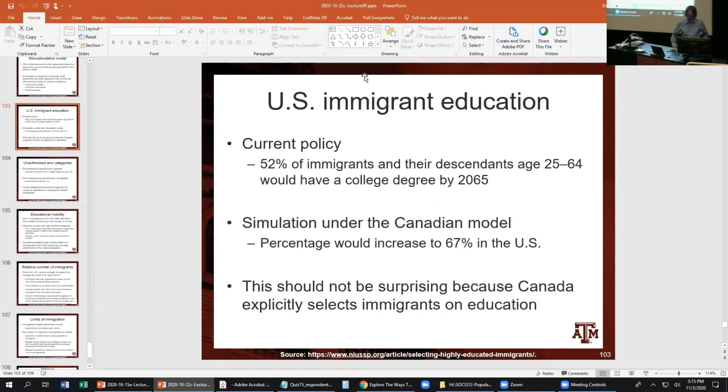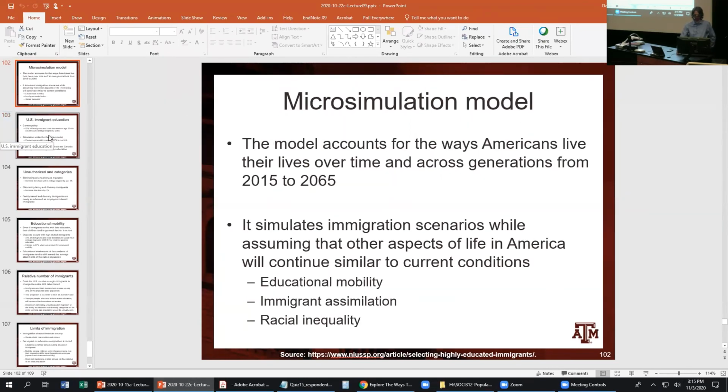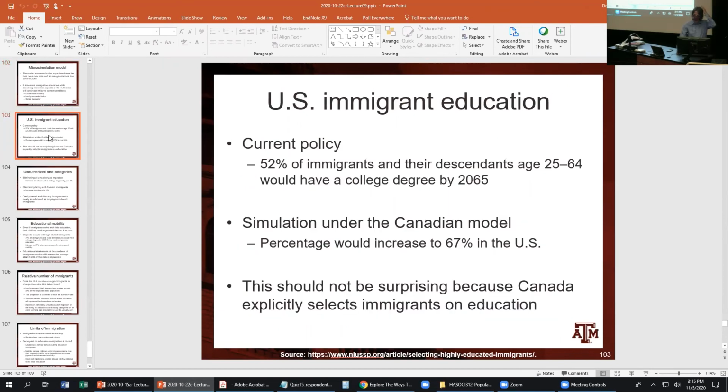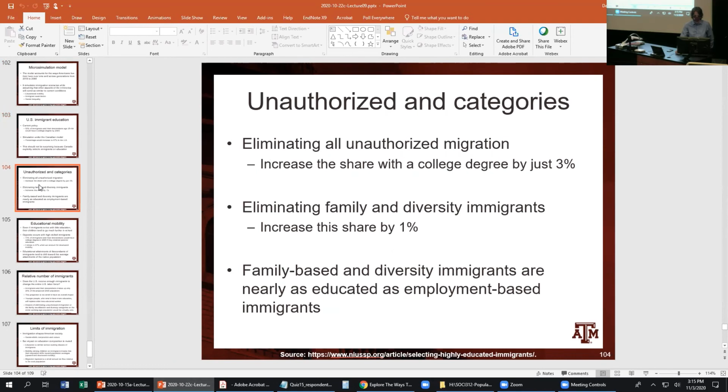So, good afternoon, everybody. Just to be sure that we finish this lecture on international migration, I was just mentioning that microsimulation model. If the US adopts the point system as Canada, it would increase from 52 to 67% the share of immigrants and their descendants with a college degree. Exactly because this is based on the Canadian system that really focuses on the education of immigrants.